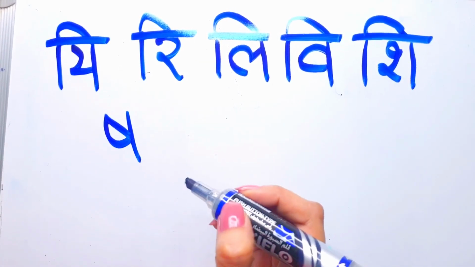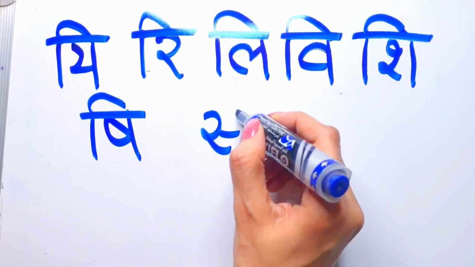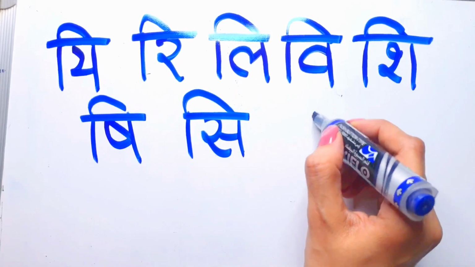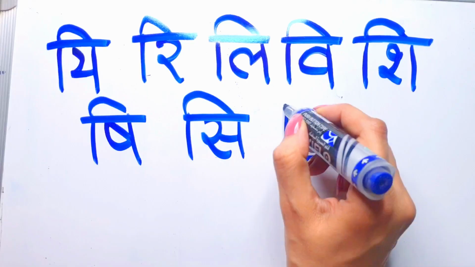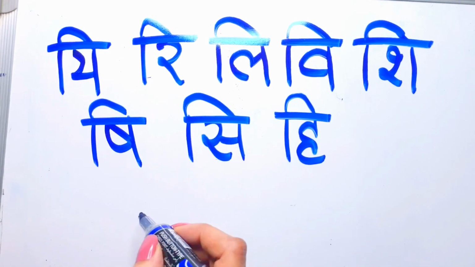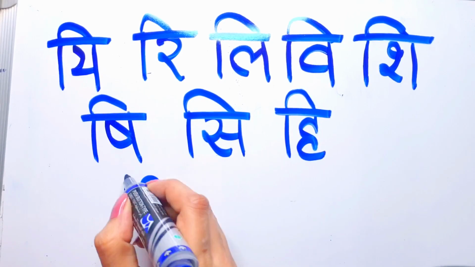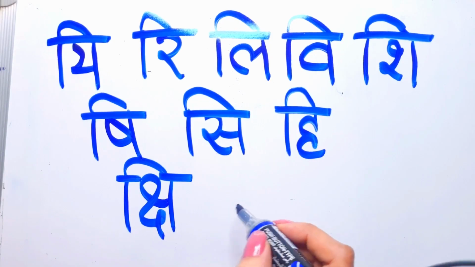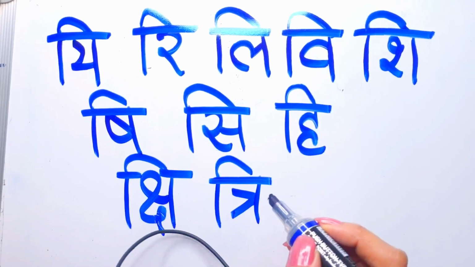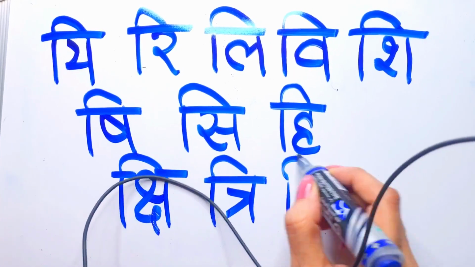So we have sha, shri, sa, si, ha, hi. And the mixed ones, ksha, kshi, tra, tri, and gya, gyi.